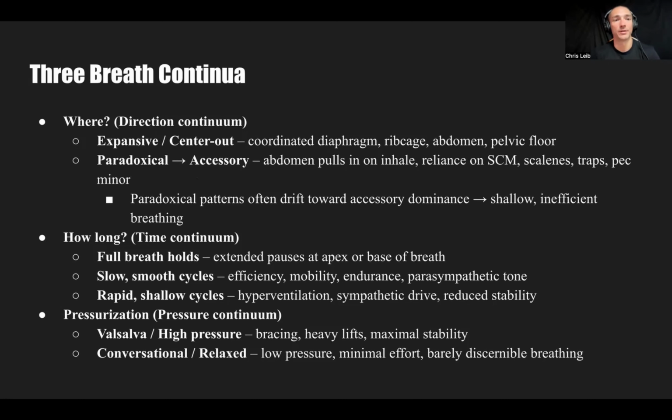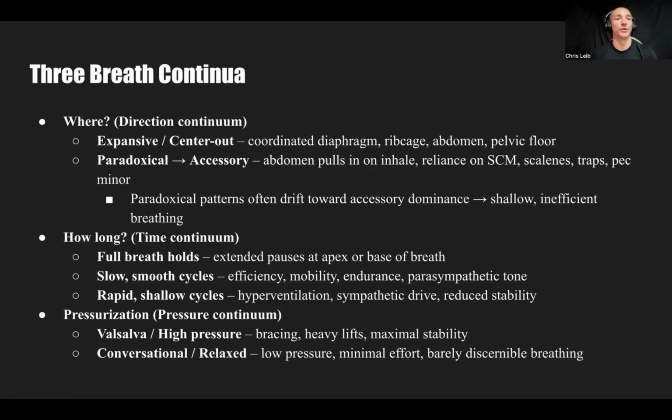And then on the other end of the spectrum would be more paradoxical accessory, where the abdomen actually will pull in on the inhale because we're getting the expansion up higher in the upper part of the thoracic cage. And this happens usually due to accessory muscle activities such as the sternocleidomastoid, scalenes, upper traps, pec minor, things that attach to the collarbones in the upper rib cage that creates a little bit more expansion up higher, but then makes us skinnier down lower.